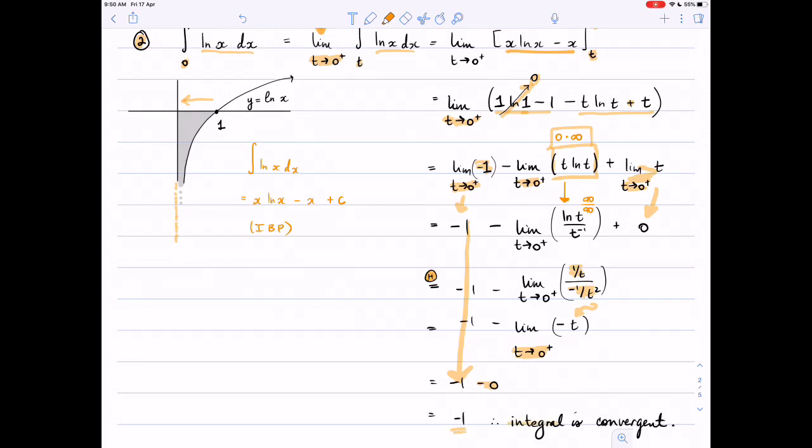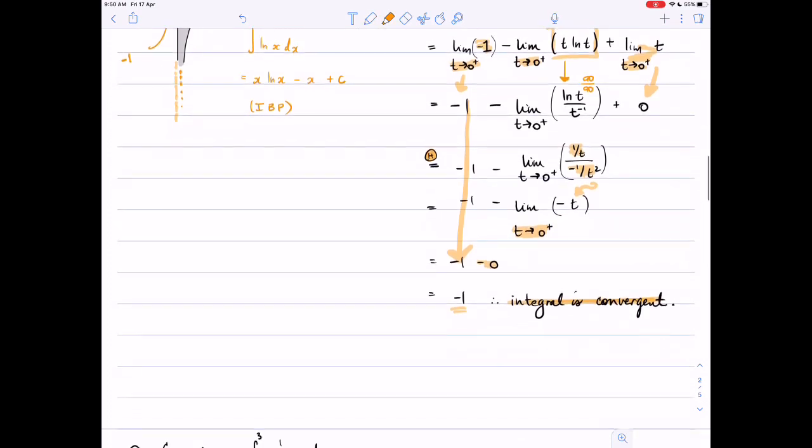So because this limit exists, the integral is convergent. And let's just remind ourselves what this is telling us. This is telling us that this area, the region here, as we build up area going down and down and down forever, that area is tending towards minus 1. Minus 1 because it is below the axis. It is negative. That's example 2.